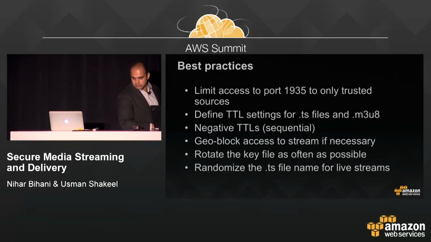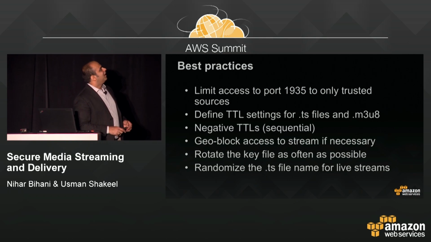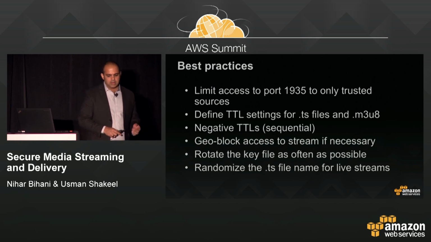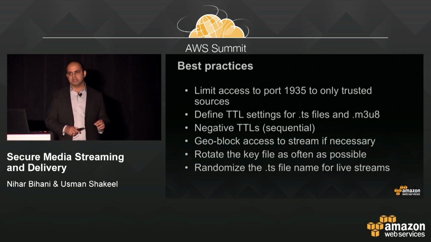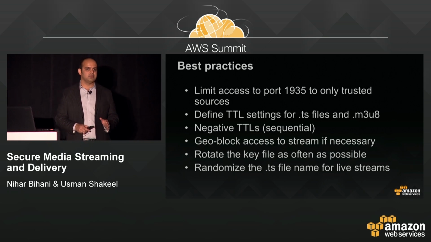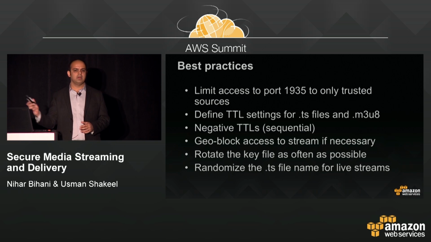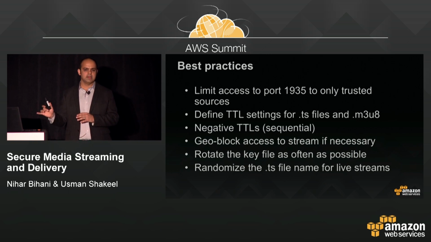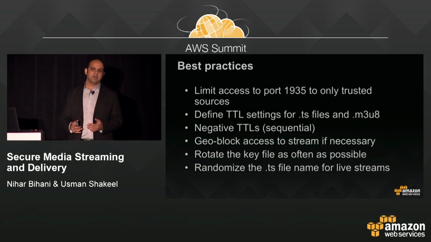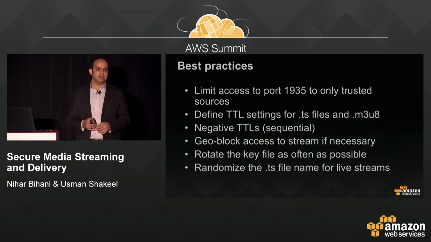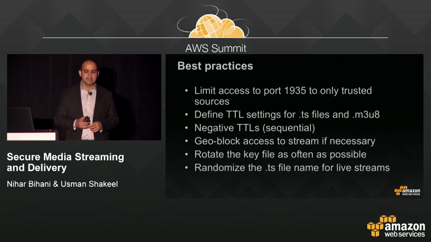All right. I don't want to break my Kindle. So a few best practices here. First of all, you want to make sure that you're limiting access to port 1935 to only trusted resources. In my case, I had it blocked only for my Kindle device. Because if you have it open, I mean, guess what? Anybody could just go in and start sending packets on port 1935. You do not want that.